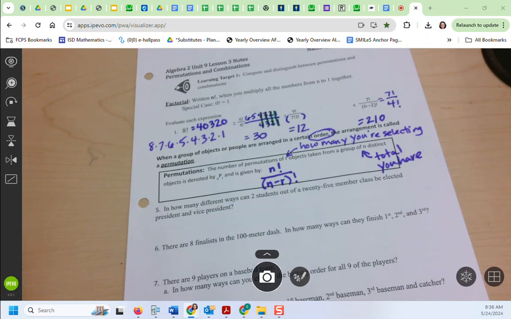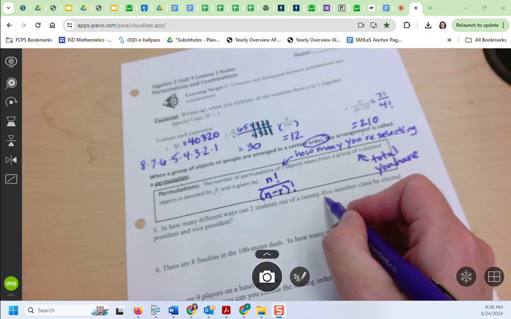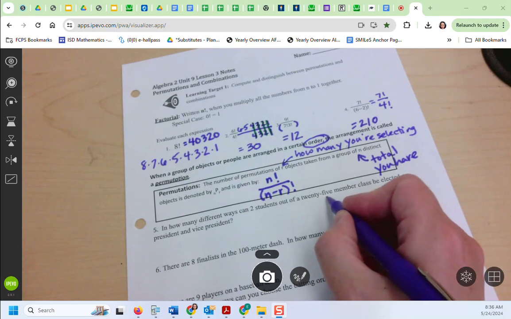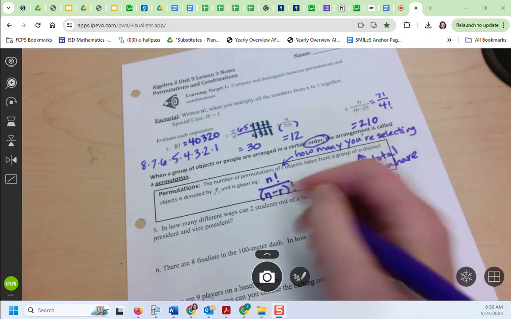So I need everybody's attention so we can do this. In problem 5, we are selecting 2 out of 25. So the total you have is your n. And then how many you're selecting is r.